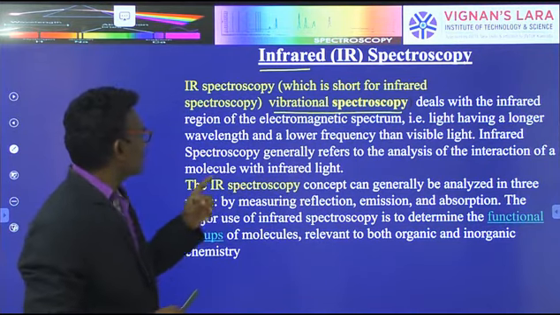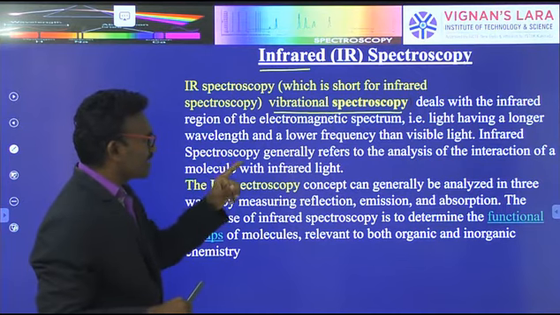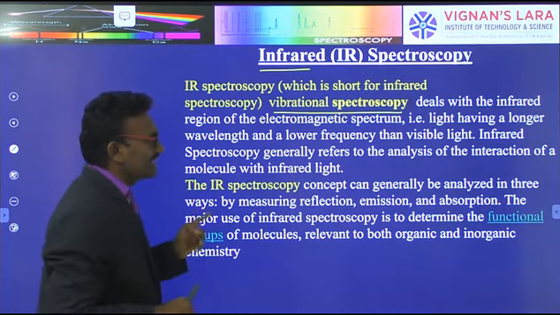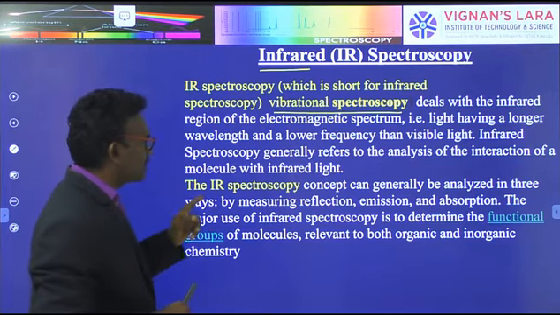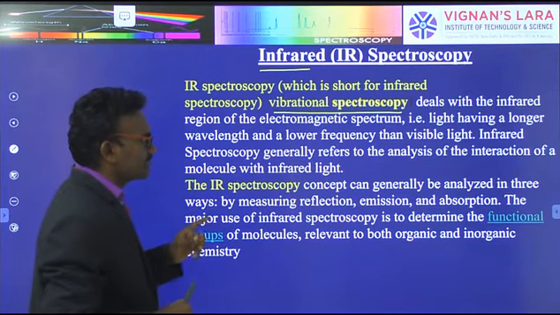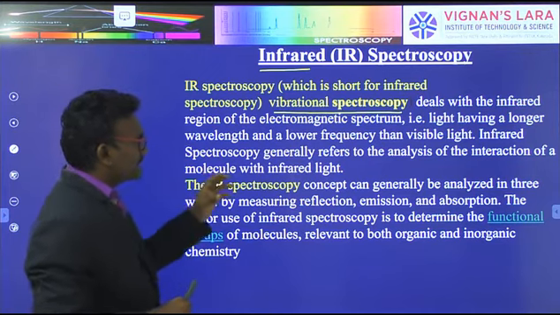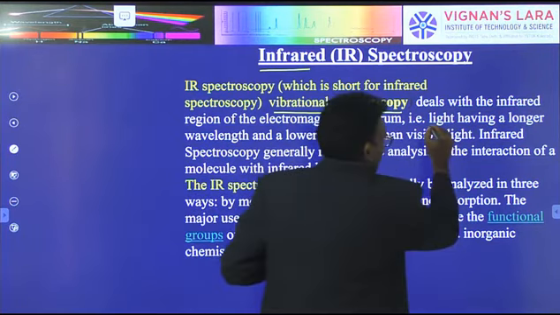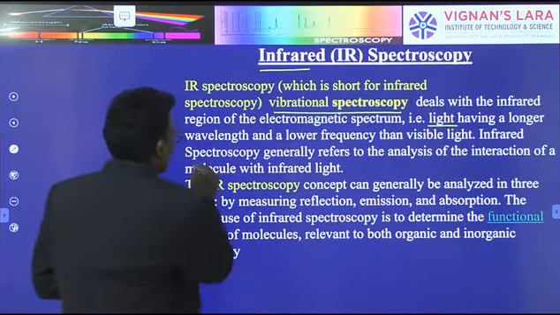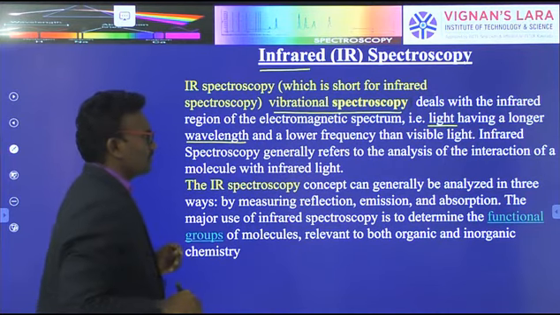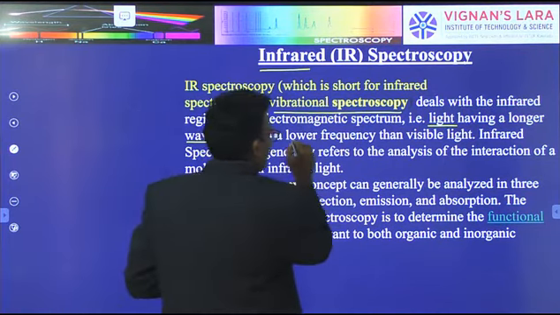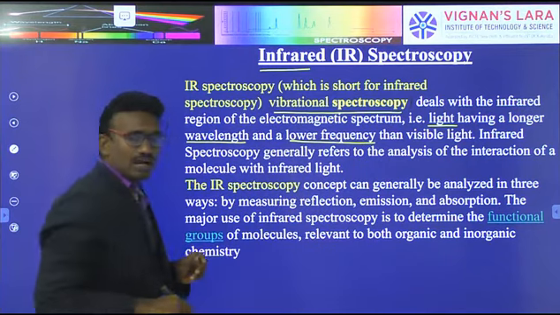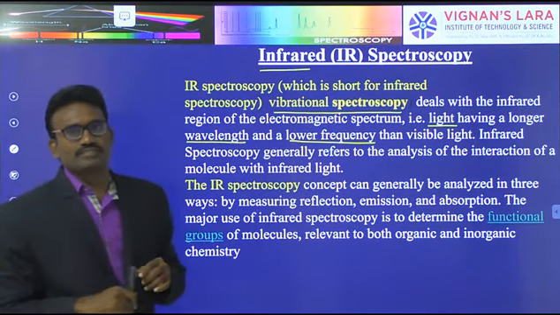It deals with the infrared region of the electromagnetic spectrum, that is, light having a longer wavelength and a lower frequency than visible light. IR light has a longer wavelength and low frequency. A high wavelength has a low frequency.